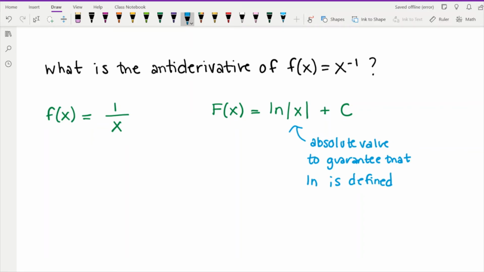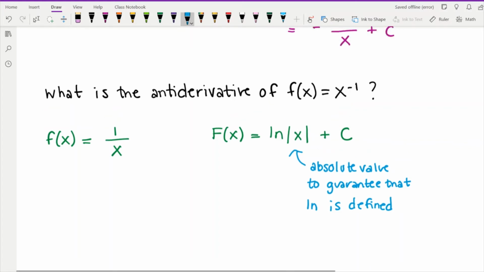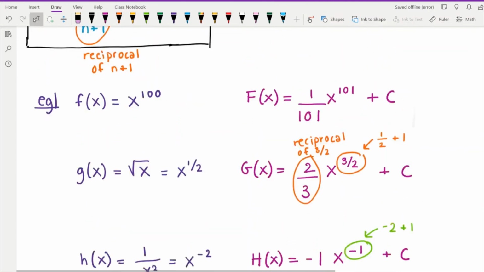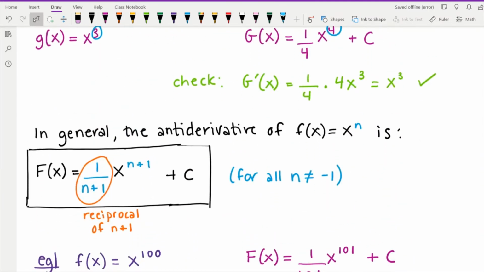So basically 2 different rules. If you have x to the negative 1, the antiderivative is just ln of absolute value of x. If you have x to any other power, so it could be a huge number, a tiny number, a negative number, a fractional number, in every other case, you can use this rule. It's just when x is to the negative 1 that you can't.